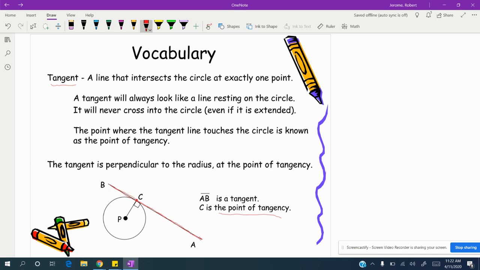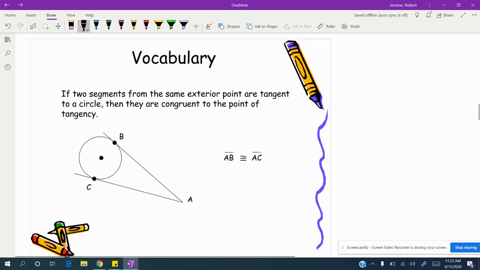One of the important properties about a tangent is that it is perpendicular to the radius at the point of tangency. So if we find the radius, and remember radius is part of a diameter, it is perpendicular to that radius at the point of tangency. So we have a right angle. Now, keep in mind, if we have right angles, chances are we're going to have right triangles, which means we're going to have to use some Pythagorean theorem and some trigonometry. So that's all going to come into play pretty quickly.